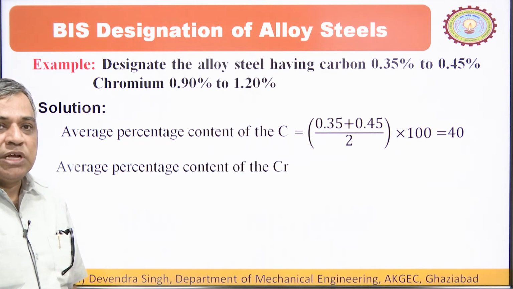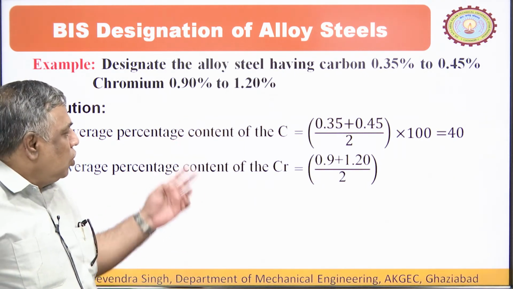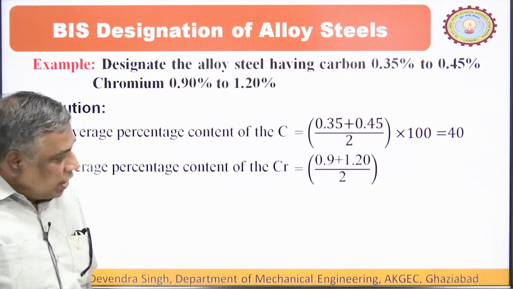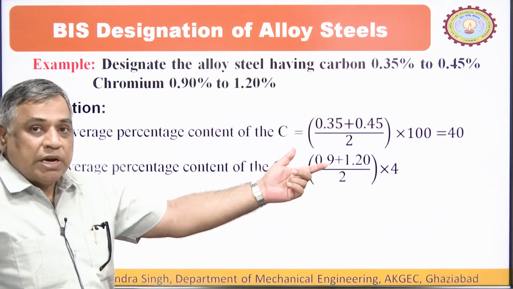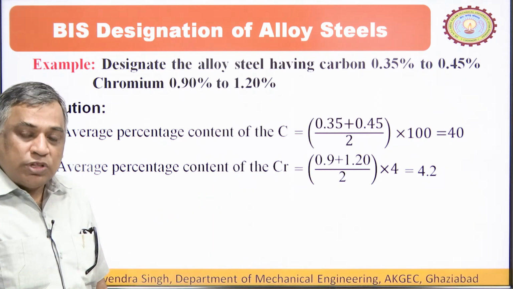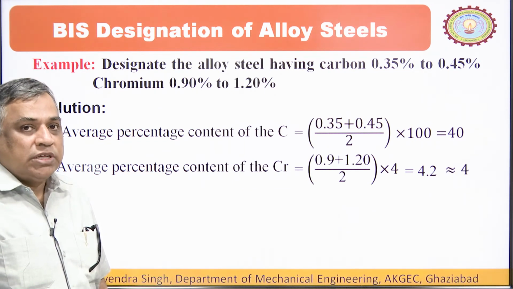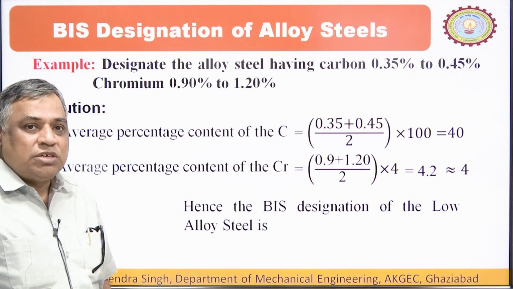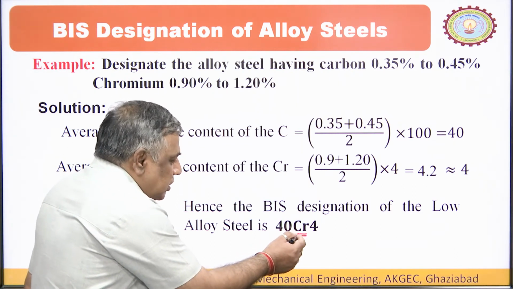Then we calculate the average percent content of chromium, that is 0.9 and 1.20. So, this divided by 2 comes out as 1.05, multiplied by 4, it will be 4.2. So, it should be rounded off to the nearest integer as per the international nomenclature or standard norms. So, I will take this as 4. So, what is the designation of this alloy steel? The low alloy steel has the designation 40Cr4. Here in place of C, this is Cr, chromium.